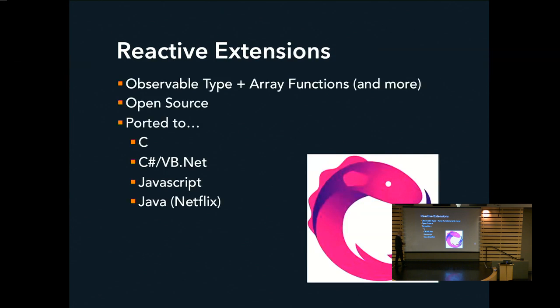Now, where does this observable come from? It comes from a library called Reactive Extensions. Quick show of hands, who's heard of Reactive Extensions? Okay, so some folks. Reactive Extensions is basically this new observable type, this collection over time, and all the array functions that you know and love, plus a few more, actually. They've just implemented over observable. It's open source. It's been ported to C, C#, and VB.NET, JavaScript, and Netflix here has actually ported it to Java, and we use it extensively on the server.